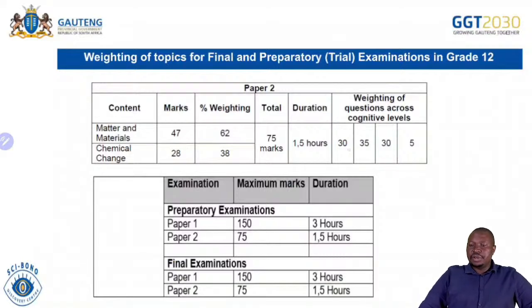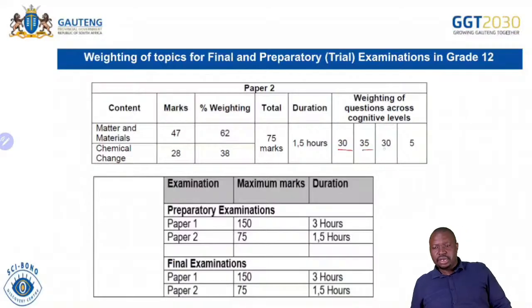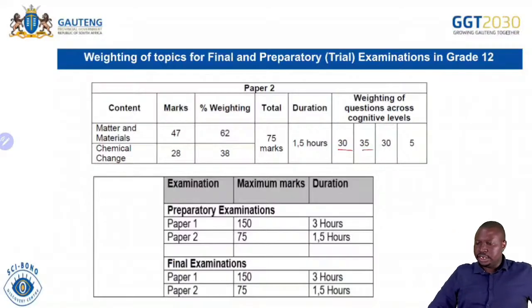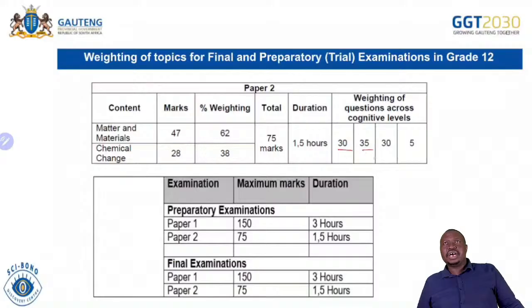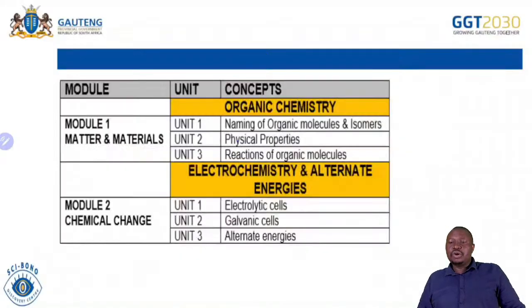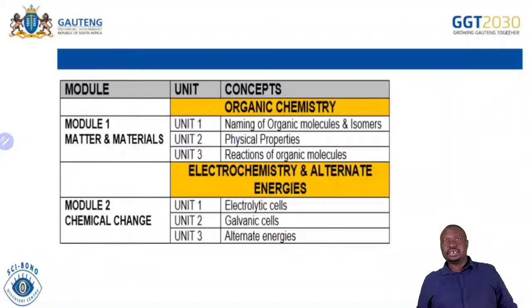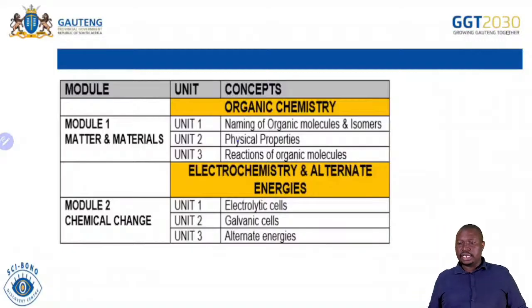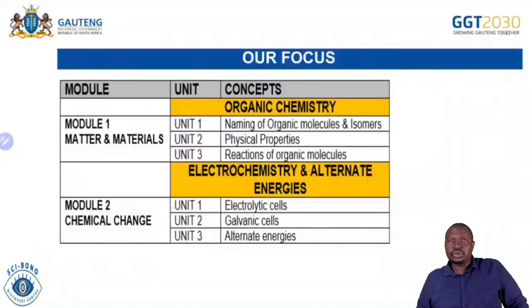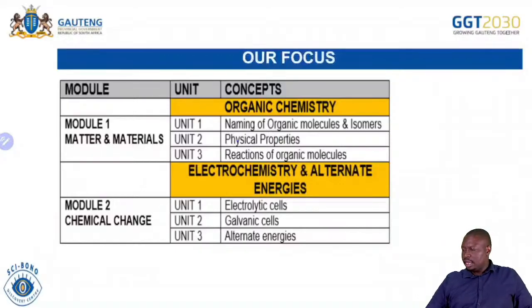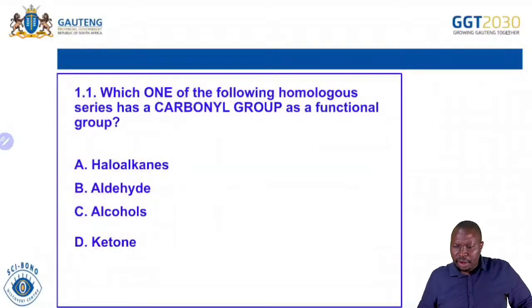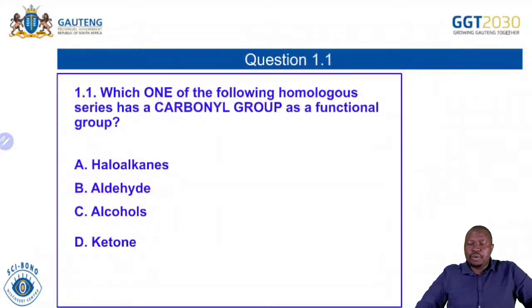So we deal here with 2 modules in terms of paper 2 of technical science. We have organic molecules, we have electrochemistry, and alternate energies. So that will be our focus. Remember, you have semiconductors as well as part of metal materials. We'll touch that as well, so that if there are questions that talk to that, you are able to respond to that question. So this is the focus for the day.